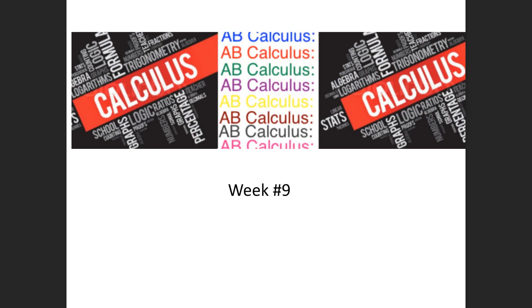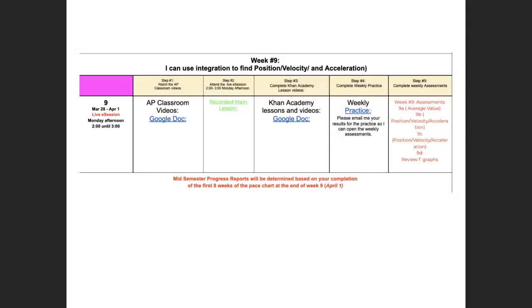Like this week, you'll notice, I don't know if I have the pace chart. Yep. You'll notice that we're reviewing the F prime graphs. There is always an F prime graph on every AP exam. This week, you'll have an assessment that has 3 or 4 of them on there. I think I have one on the end of this week's practice, or this week's main lesson we'll go through.